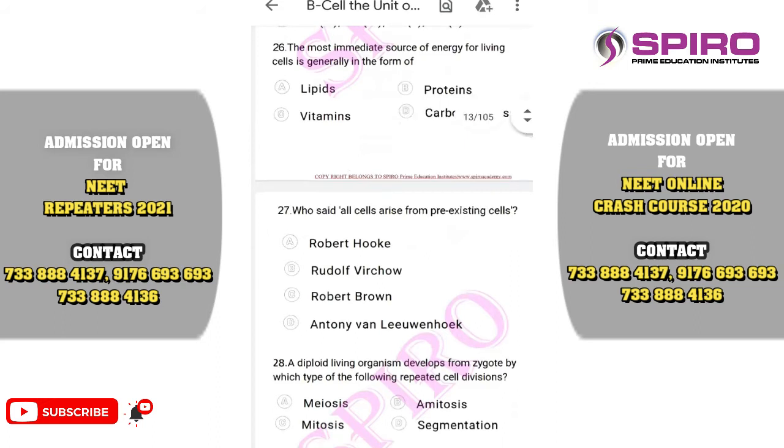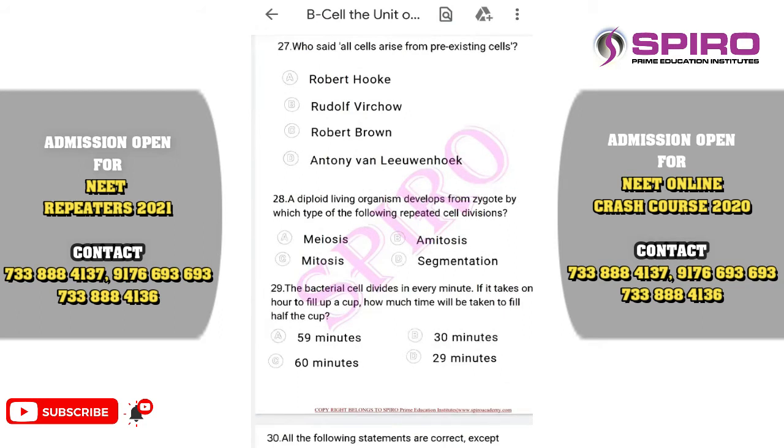So question number 27, who said all cells arise from pre-existing cells? Dear students, you know about the cell theory that was given by Schleiden and Schwann, which states that the cell is the structural and functional unit of a living organism. Even though cell theory was given by both of them, it is not a complete cell theory, because it was Rudolf Virchow who completed the cell theory by saying how the cell has originated. The cell arises from the pre-existing living cell, and this statement was given by Rudolf Virchow. Okay, the correct option is option B. So proceeding to the 28th question.